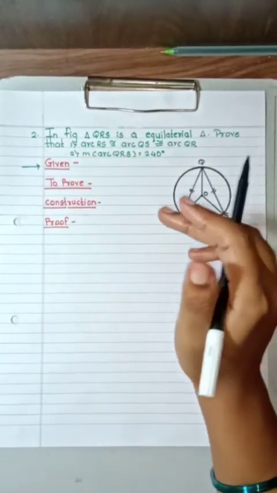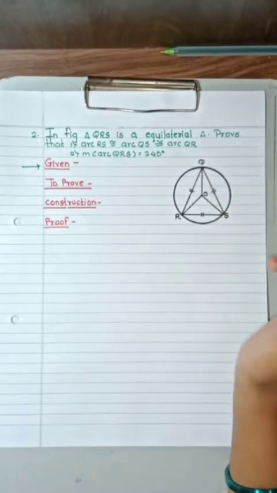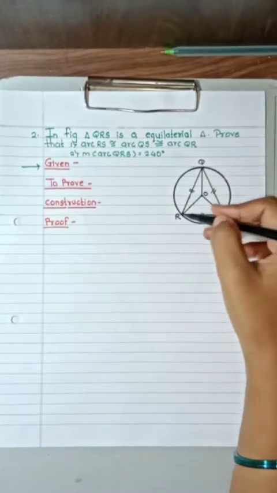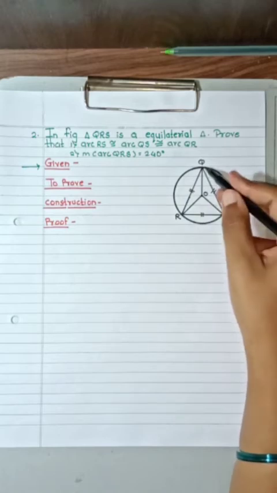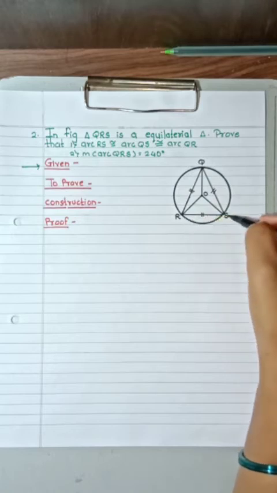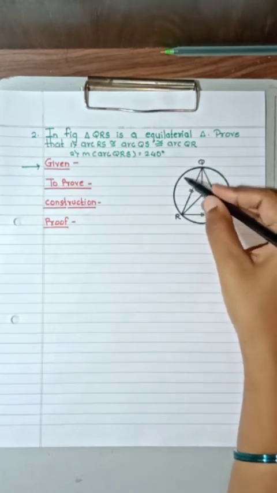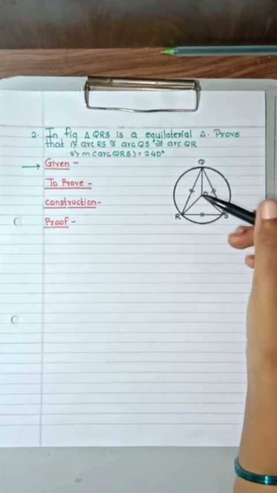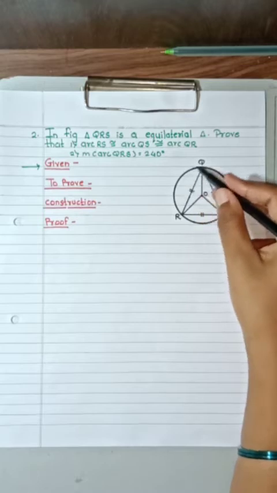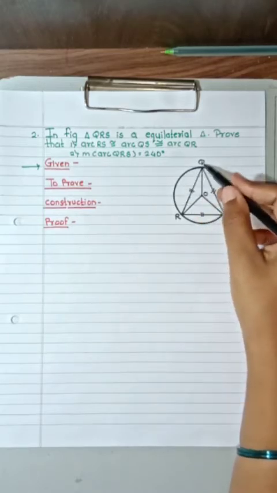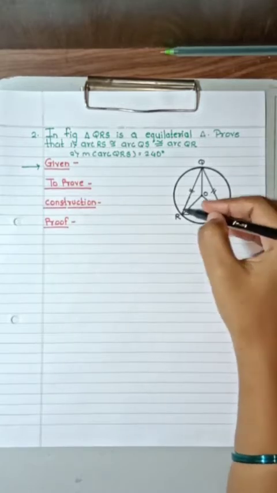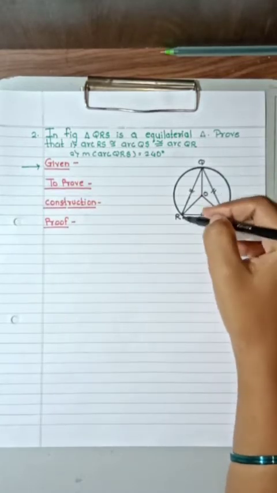Now in question number 2, in the figure, triangle QRS is an equilateral triangle. Prove that arc RS is congruent to arc QS is congruent to arc QR. Again, you also have to find the measurement of arc QRS, this big major arc. You have to prove that the measurement of arc RQS is equal to 240 degrees.